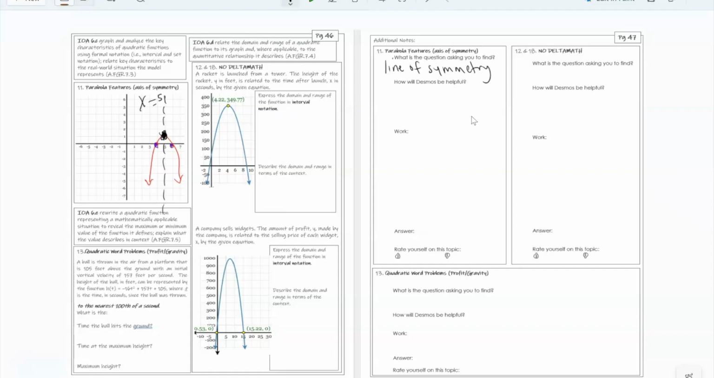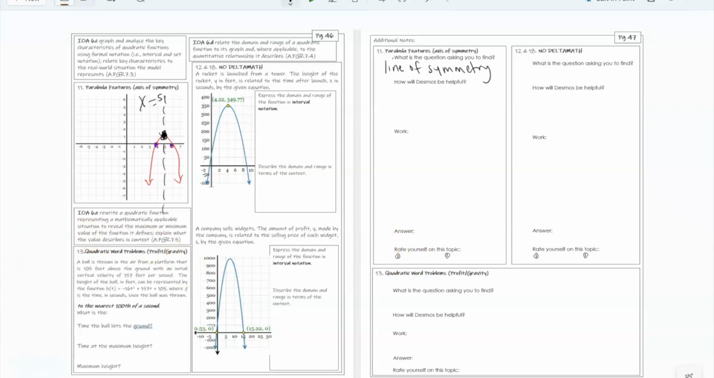How is Desmos going to be useful? So again, I'm not going to write all this down because this is the part that you're supposed to write down. How is Desmos useful? It's going to be useful if you're given an equation, not a graph, and you can't see it. So if it's given an equation, you're going to type it into Desmos. Here's the work. Here's the answer. Rate yourself on this topic. That is all that there is to question 11.